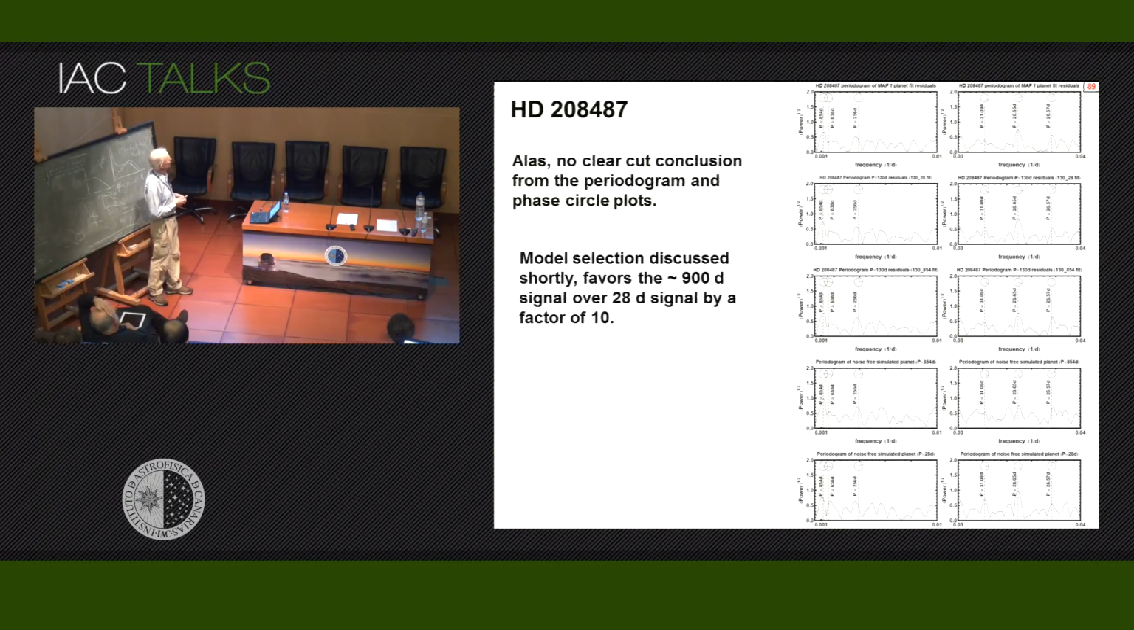And when you do that, I get a factor of 10 preference for the 900-day, but that is nowhere near sufficient to claim that it's definitely the only real signal there. So we're in a state of limbo on this one. It could be 900. It's more likely 900, but it's still a good bet that it might be 28.